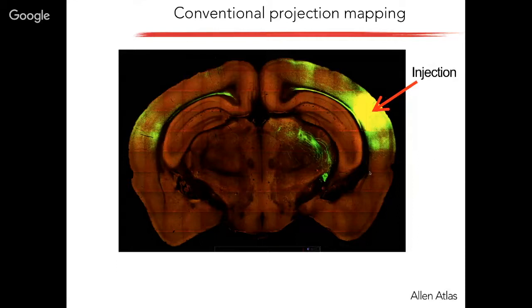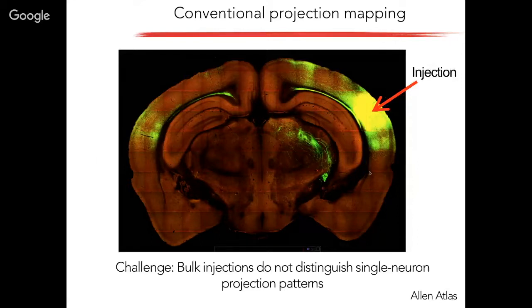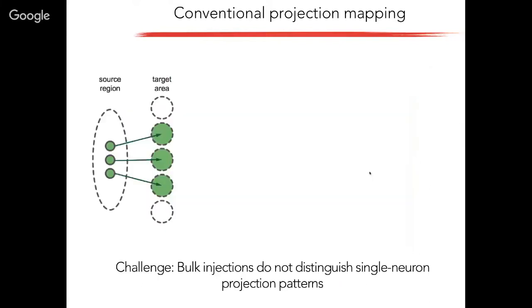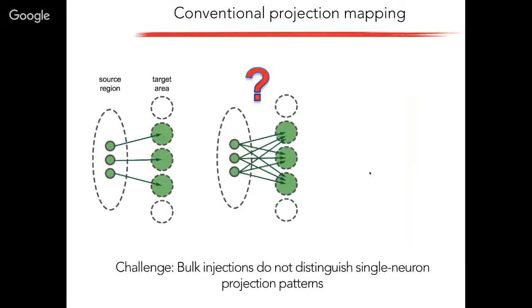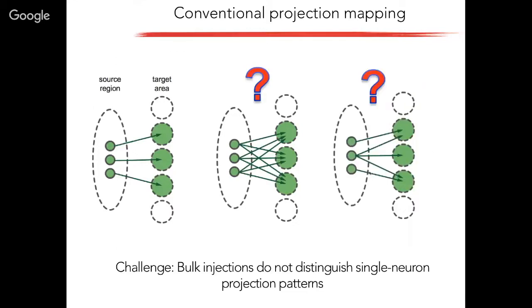But that said, it has limitations. The challenge is that bulk injections don't distinguish single neuron projection patterns, and that's illustrated here. On the left, you see an injection site. Those 3 circles are 3 neurons, and it could be that if you see green in the 3 target areas shown here, it would reflect the fact that neuron 1 projects exclusively to area 1, neuron 2 to area 2, and neuron 3 to area 3. It could also be, instead of a one-to-one mapping, an all-to-all projection mapping, or the brain being the brain, most likely it's complicated, and that complexity actually is important to understanding what's going on.